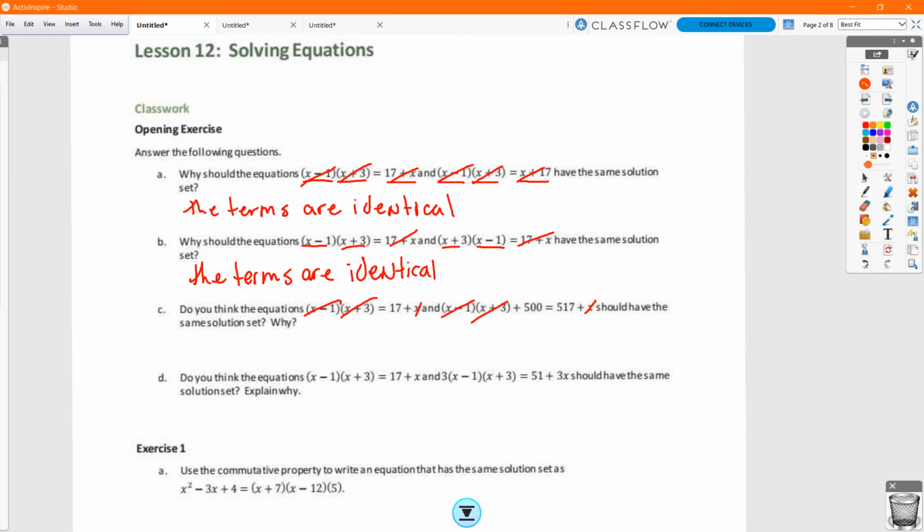Has anything really been changed, though? Could I subtract the 500s from both sides and still get 17 plus x? Okay, yeah, I still could. Everything is still the same. I've got no problem here. The terms are still the same solution set, because the equations are balanced.